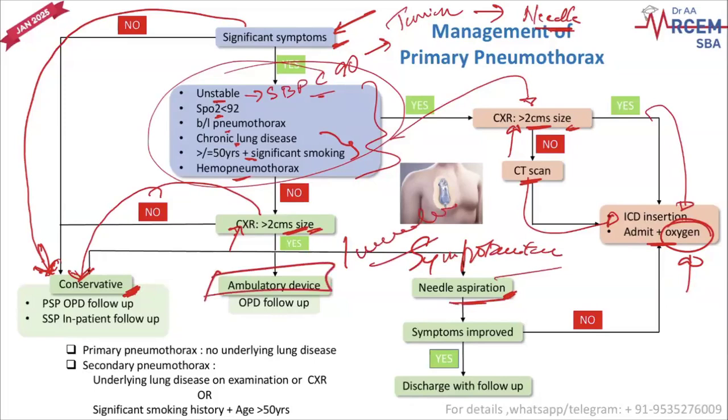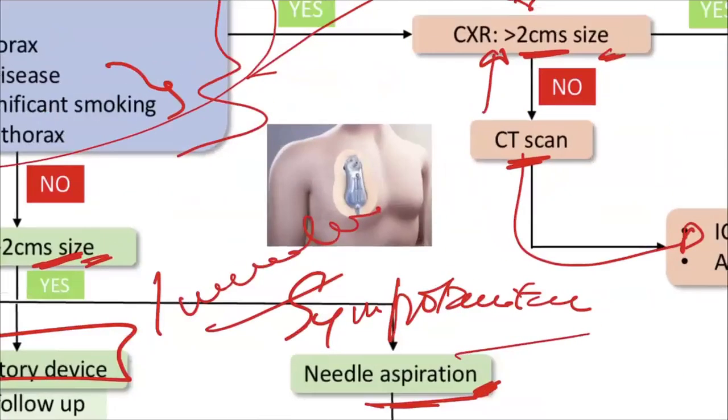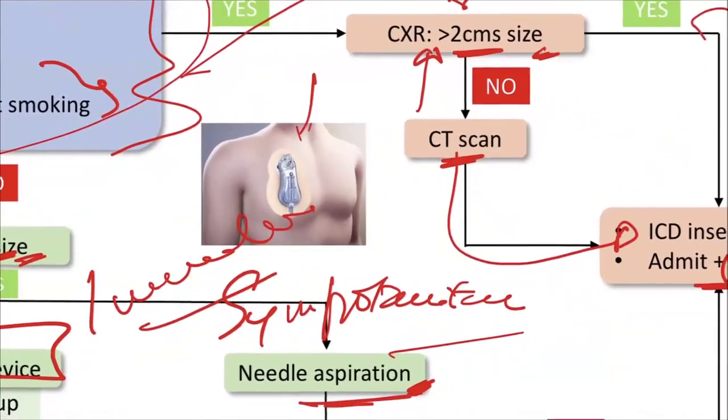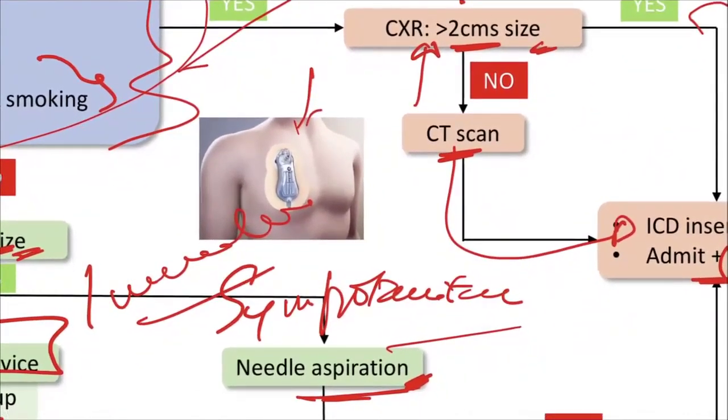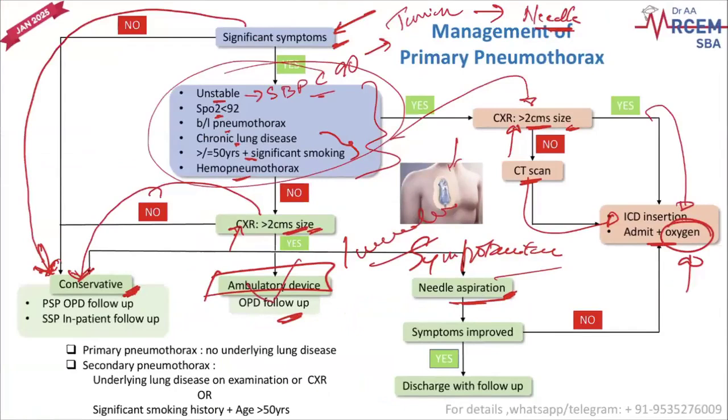What about an ambulatory device? An ambulatory device is also one more option. If they want immediate symptomatic relief, they can be discharged with OPD follow-up. This is known as an ambulatory device, which is inserted in the second intercostal space. This is not very commonly available. Most trusts don't have it unless it is a well-established pulmonary department. So most of the time, this option might not be given in the exam. If given, you are aware of that one. So either of this ambulatory device or needle aspiration, the option again will be given to the patient.